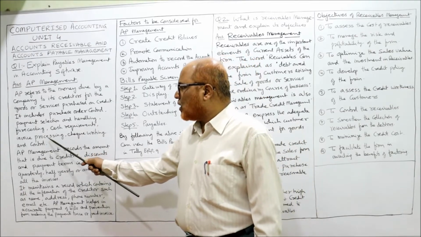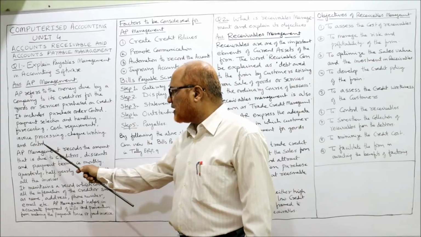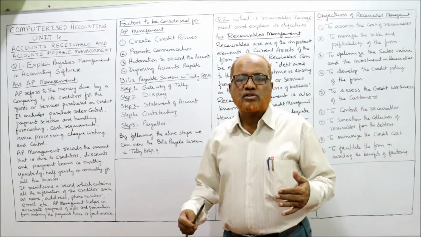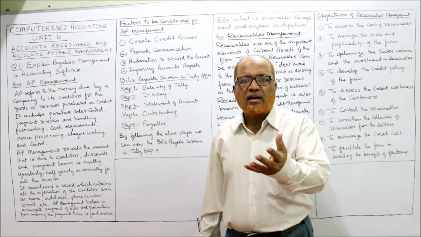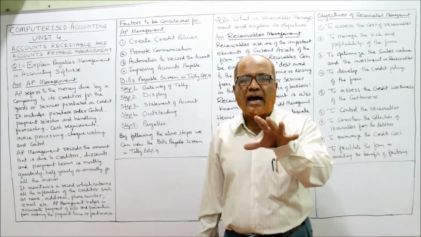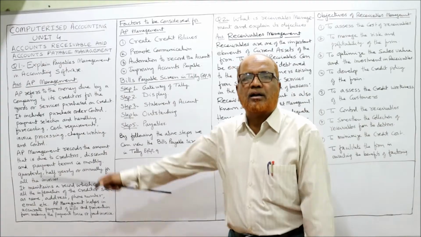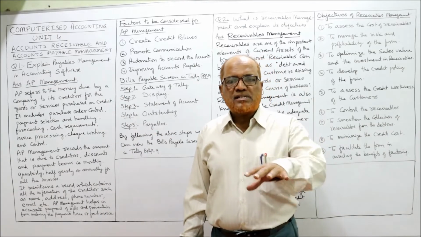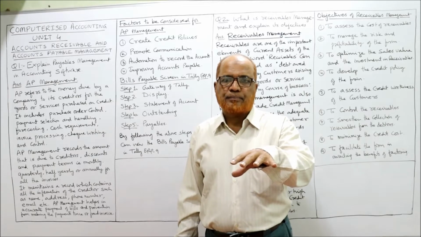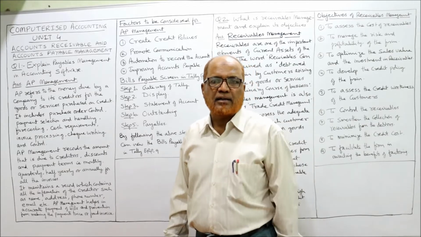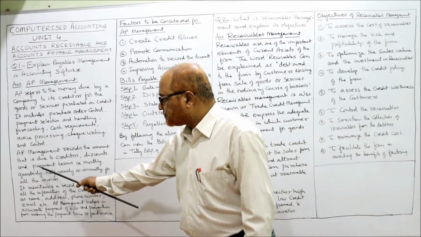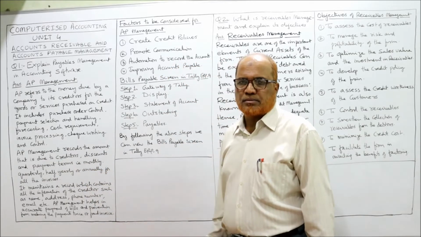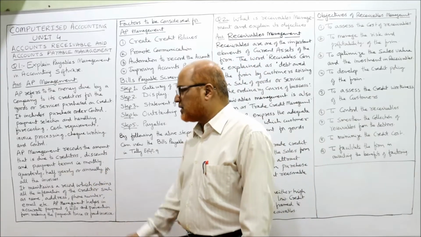Next one is invoice processing, check writing and control. All these are the activities which come under accounts payable management. The business has to manage this liability. Accounts payable. Now, accounts payable management records the amount that is due to creditors, discount and payment terms.